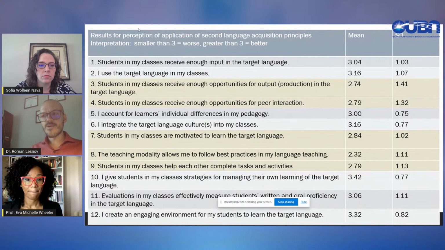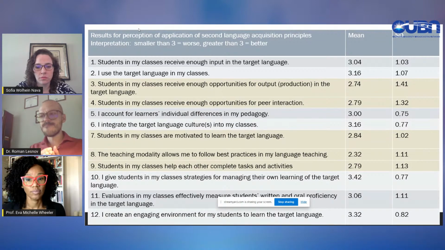The next slide will show the descriptive statistics for the first part of the questionnaire. That is, teachers' perceptions of how well they could apply second language acquisition principles in the COVID-imposed virtual environment compared to the traditional face-to-face settings. So you can see 3 columns here, one for the questions from the survey, from the first part, one for the mean or average, and one for the standard deviation value.